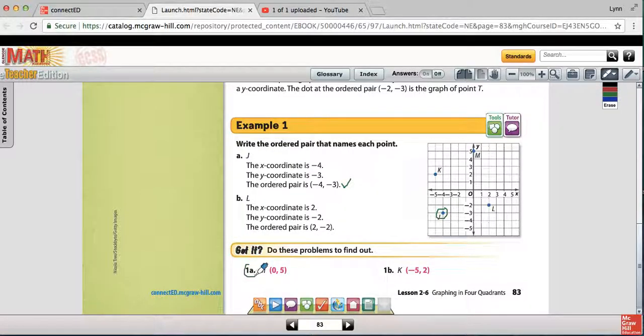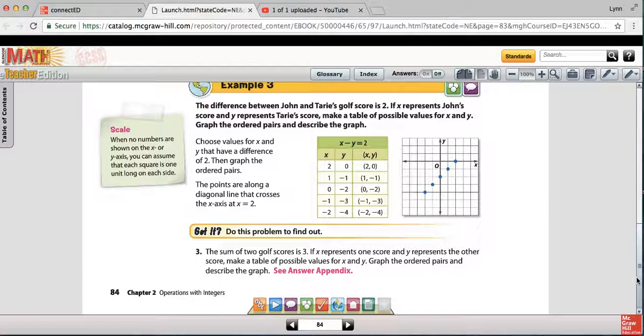Jumping down to 1a at the bottom of page 83, over 0, up 5. So over 0 means on the x-axis we stay at 0. 5 is the y-coordinate, and we go up 5. We see the letter M. (0, 5) is that coordinate. For the letter K, we go over to -5 on the x-axis, and we go up 2. So the coordinate is (-5, 2) for the letter K.